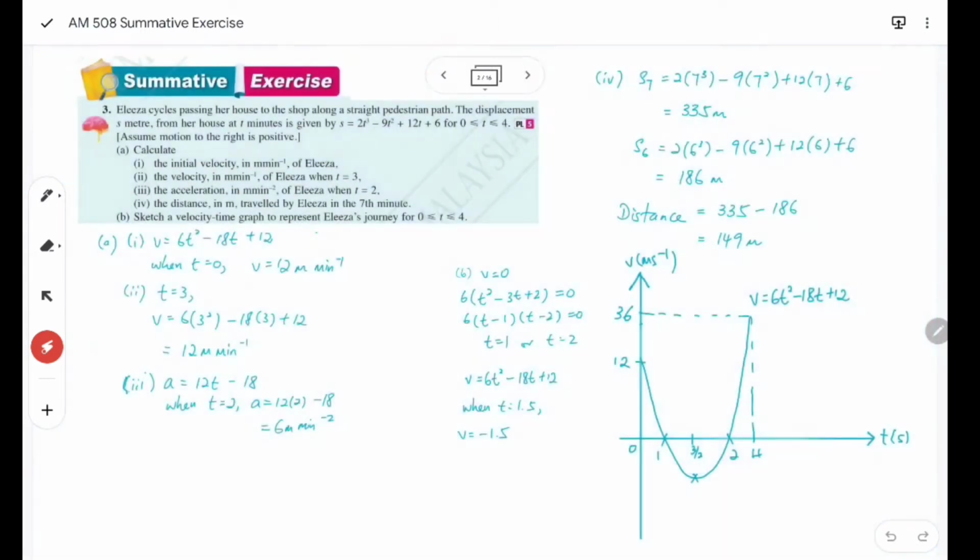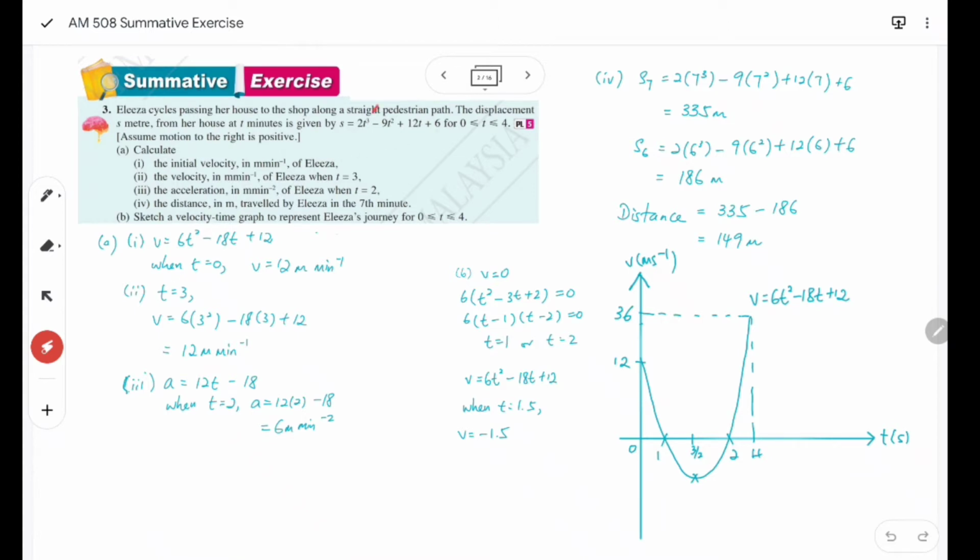Question number 3. Elisa cycles passing her house and to shop along the straight pedestrian path. The displacement s meter from her house at t minute is given by s equals to 2t cubed minus 9t squared plus 12t plus 6 for the period of time from 0 to 4. Assume the motion to the right is positive. A. Calculate number 1. The initial velocity in meter per minute of Elisa.